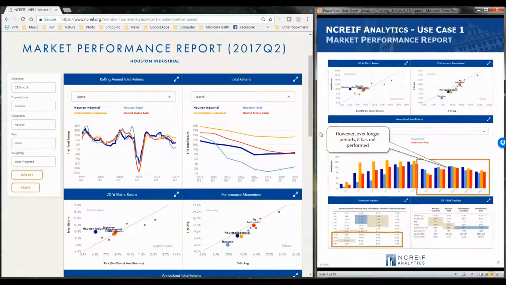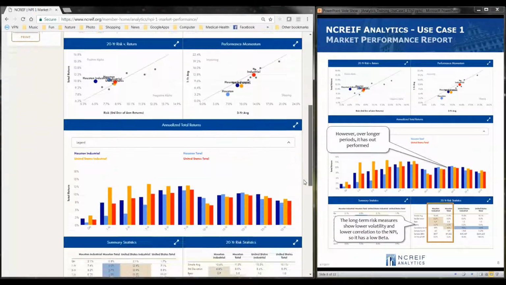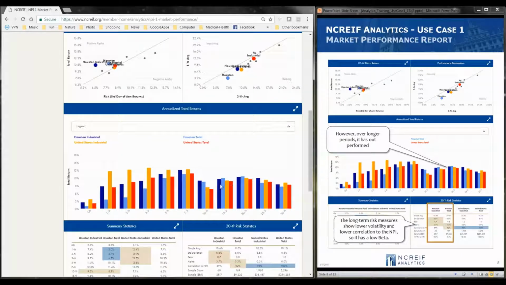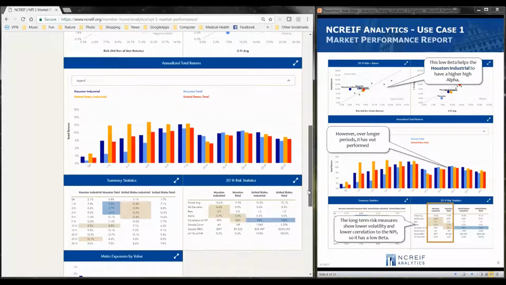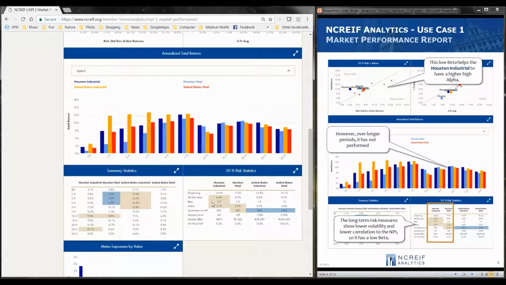Scrolling down to the longer term view and focusing on the bar chart, we can see that over 10 to 25-year periods, Houston industrial in dark blue has outperformed. Let's look closer at the risk statistics over the 20-year period. Houston industrial had a measured standard deviation of 6.6%, almost 200 basis points lower than the NPI. Also note the low correlations of the NPI, particularly for Houston overall, at 82%, due partially to Houston's oil-based economy and its economic cycle being slightly different than the overall U.S.